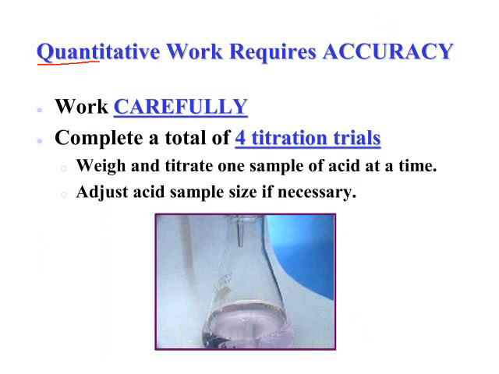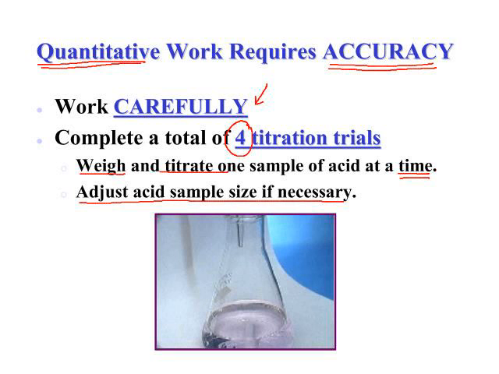Your quantitative work, which is what this is, requires accuracy. There's no point in doing the lab if you're going to be sloppy in your technique. You need to work very carefully. You need to complete a total of 4 titration trials. You will weigh and titrate 1 sample of acid at a time. You will adjust the acid sample size if necessary.